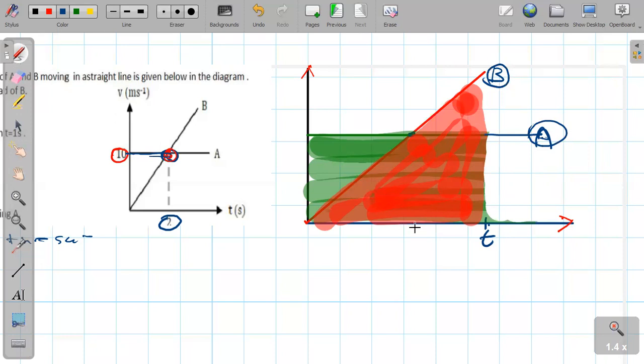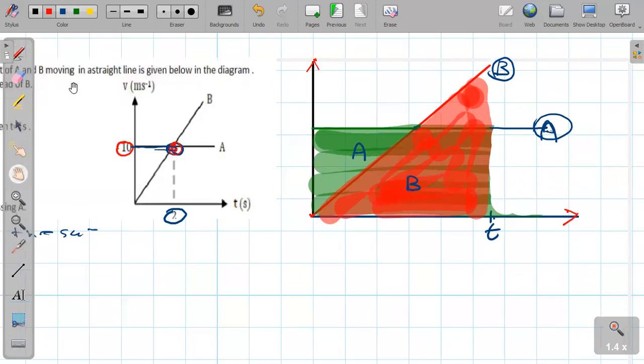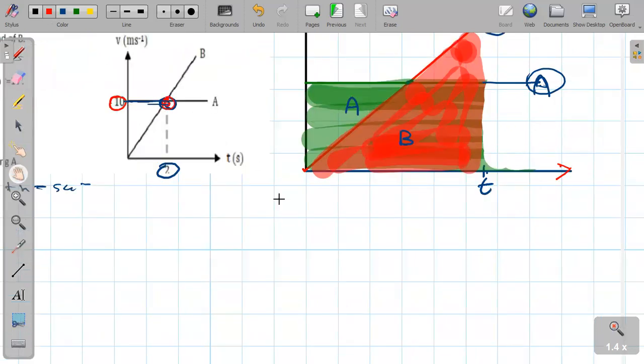Have a good look now. This is B. This is A. These two areas should be equal, because why? Since the area under the velocity-time graph is the displacement covered, right? Since area under the curve is the displacement.